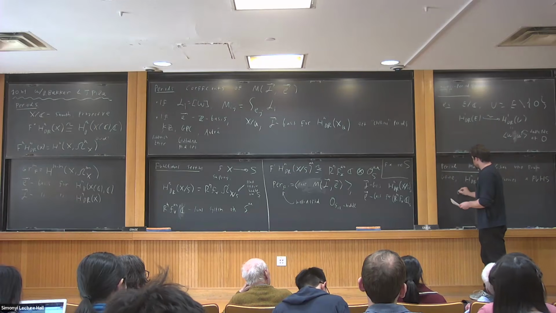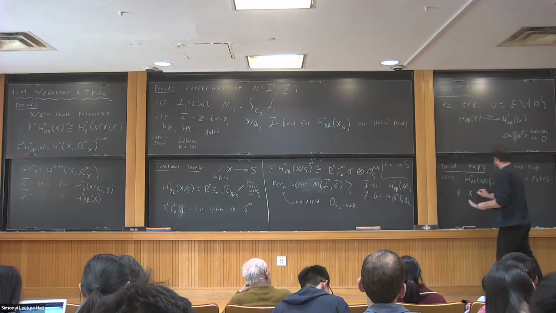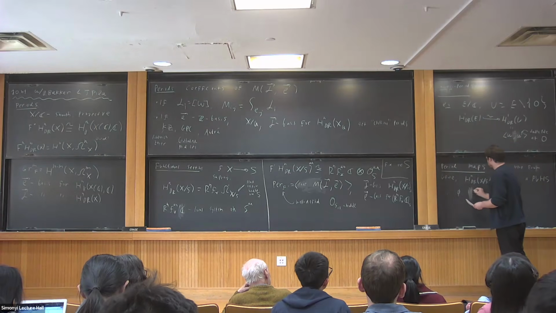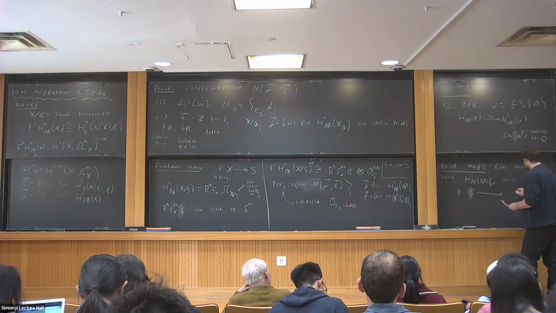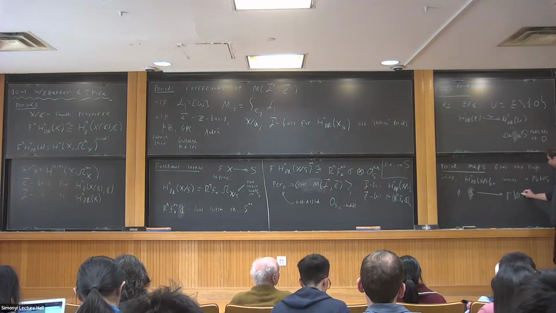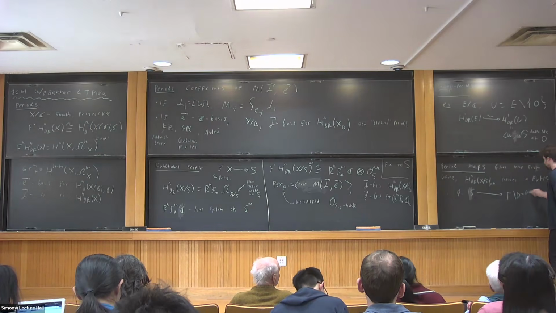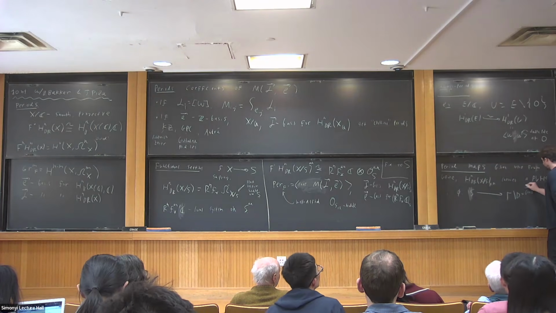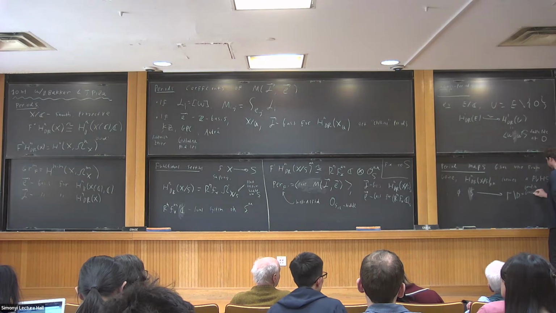So what this gives me is a corresponding period map from S to D mod gamma, where D is some Grassmannian variety or some open in a Grassmannian variety.